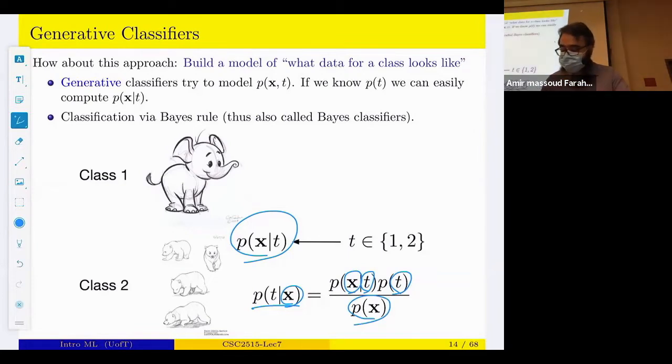So if we have this model, P of X conditioned on T, and we also have the probability of T, then I have everything for the computation of P of T conditioned on X. So if I know how to draw elephants, I can use that skill to say, for one particular sample or image, whether it's an elephant or a bear. So that's the general idea of the generative classifier.